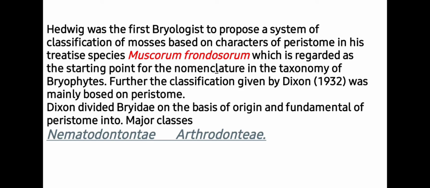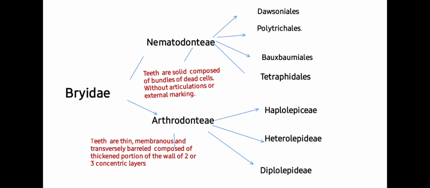Hedwig was the first biologist to propose a system of classification of mosses based on the character of peristome in his treatise Species Muscorum Frondosorum, which is regarded as the starting point for nomenclature in the taxonomy of bryophytes. Further, the classification given by Dickson was mainly based on peristome. Dickson divided Bryophyta on the basis of origin and structure of peristome into two major classes, that is Nematodontae and Arthrodontae. So students, Bryophyta can be divided into these two classes.